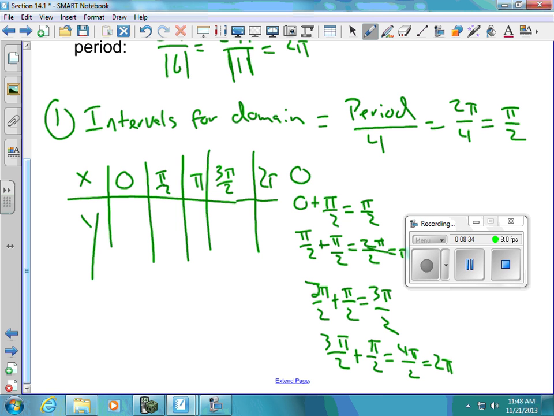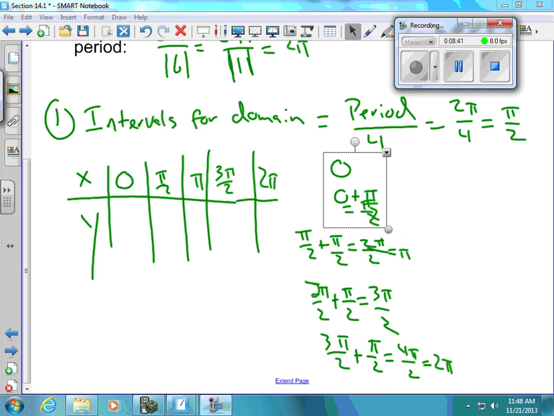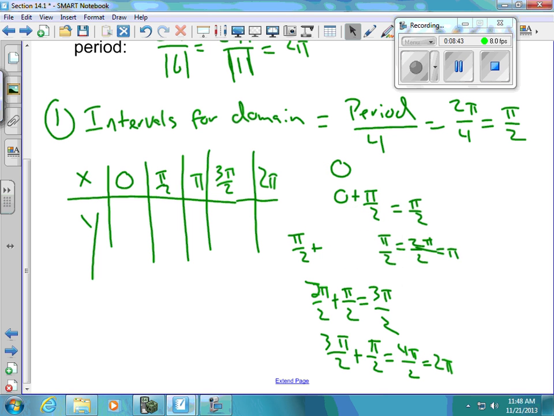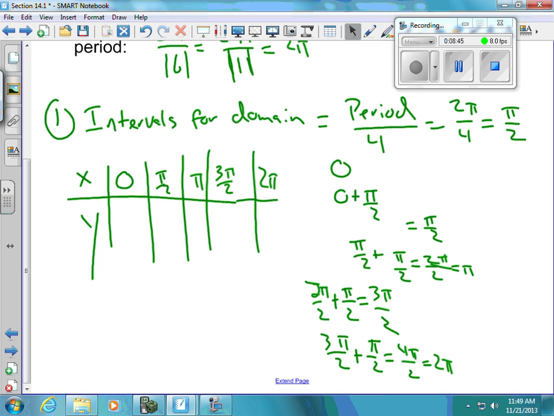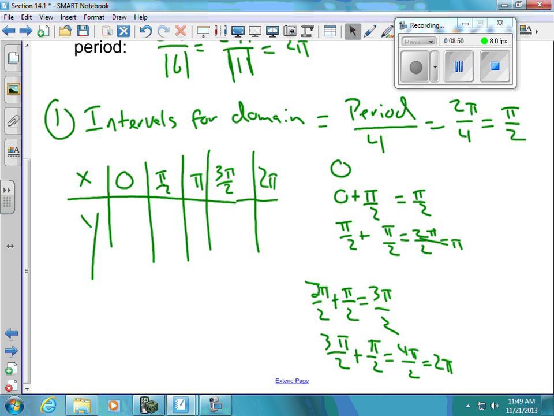So how do we know we did this correctly? We know we did it correctly if we take our biggest value on the far right and subtract our first value, we should get the period. 2 pi minus 0 is 2 pi. So we have the right value. There should be 5 numbers at the top of your table. Those are the 5 inputs we're going to use to get our 5 outputs.